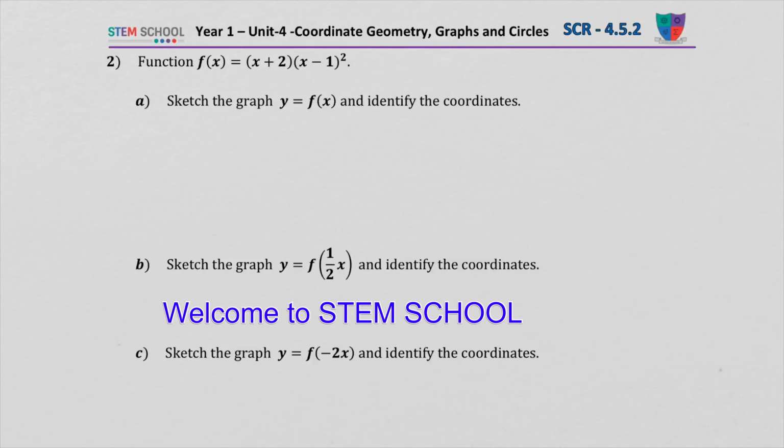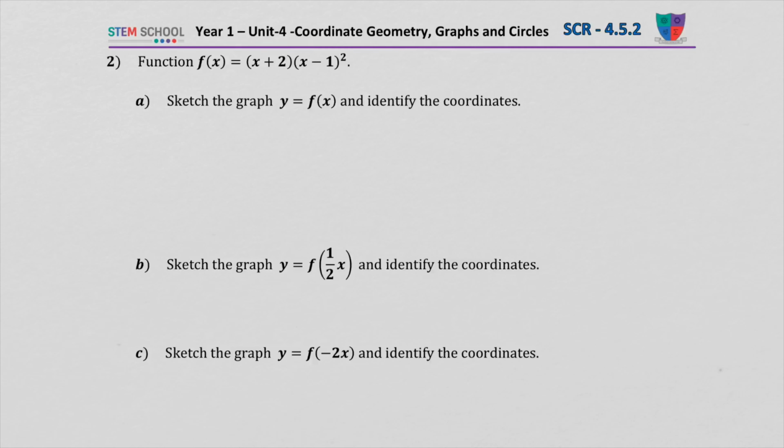Question 2. The function f(x) = (x + 2)(x − 1)². A, we need to sketch the graph of y = f(x) and identify the coordinates. B, we need to sketch the graph of y = f(1/x) and identify the coordinates. C, sketch the graph of y = f(−2x) and identify the coordinates.